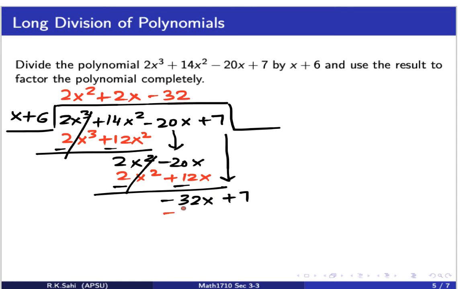So what do you see? Negative 32x minus 32 times 6, 12, 192. Now remember changing the signs. Now what are we left with? 199. Now this time we have a remainder left, okay?